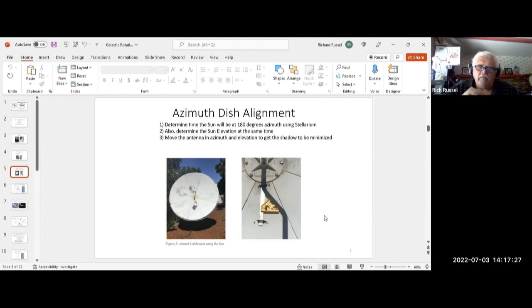And then I looked and saw where the shadow was and where I was going to have no shadow on that. And that's how I aligned the dish. So I adjusted it in azimuth and elevation to get zero shadow. And that seemed to work. This is a 5-degree beam width dish, so I think it gave me pretty good accuracy for what I was aiming it for.